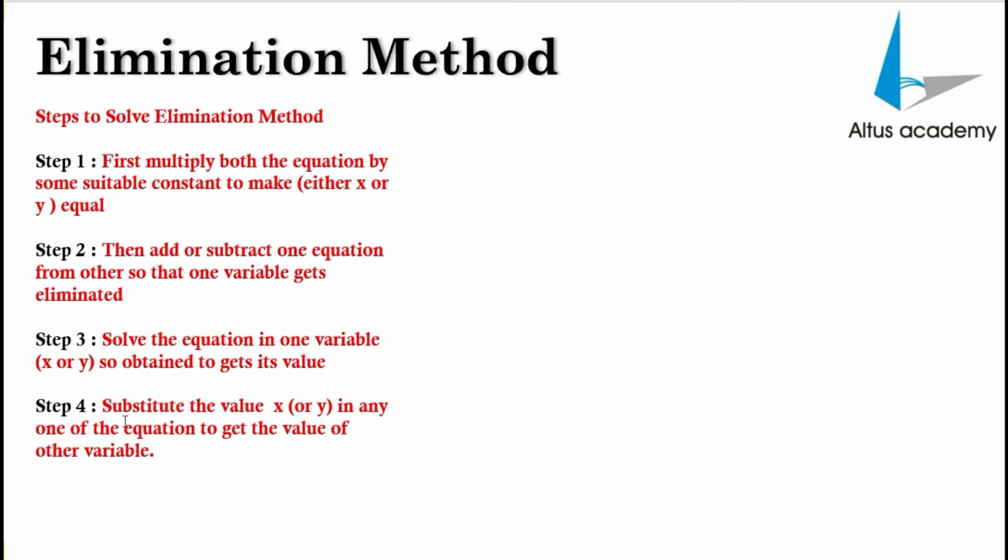Step number 4: the value which you have got from step number 3, you have to substitute in an equation. That means in either equation 1 or equation 2, you have to substitute the value of the variable to get the answer of the other variable. Now let's go with the example.